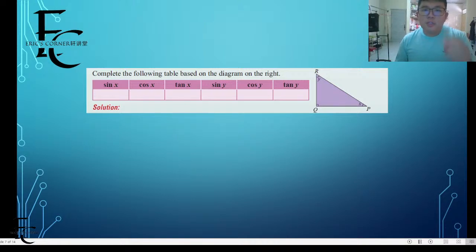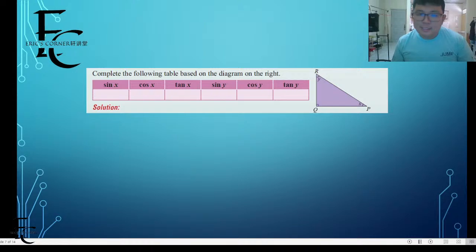Okay. So next, cos y. So cos y will be adjacent over the hypotenuse. So it will be QR is the adjacent, PR will be the hypotenuse. Okay, so the tangent y. Tangent y will be opposite over the adjacent, so it will be QP over QR.